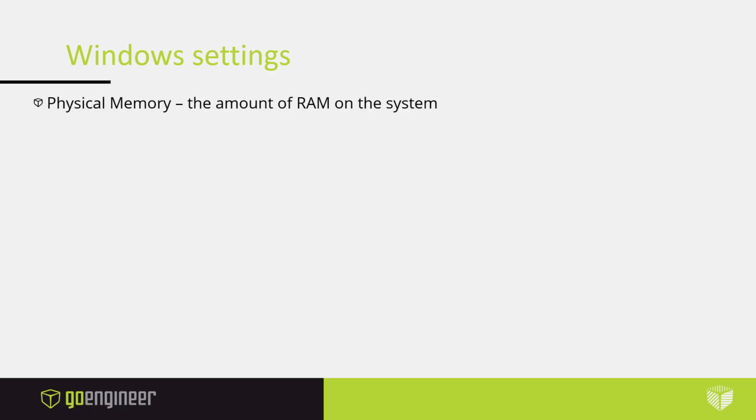Kind of the four things we look at are obviously physical memory, right? So not much you can really do as far as tweaking those settings other than just increasing the RAM. So just purchasing more RAM.